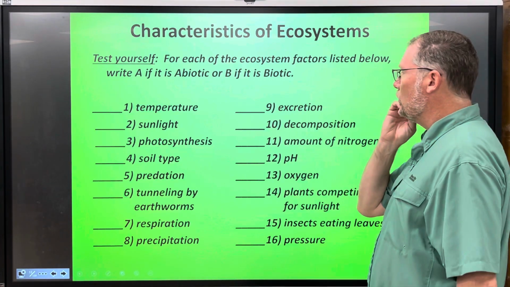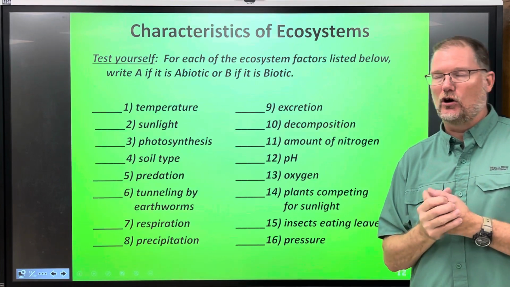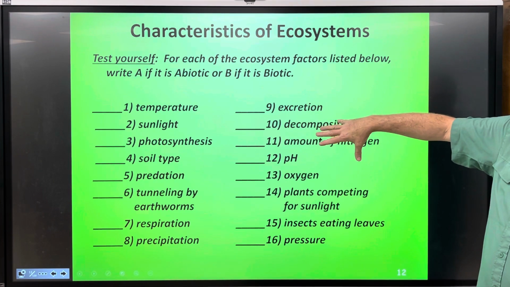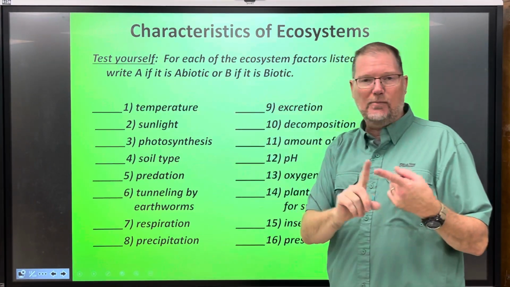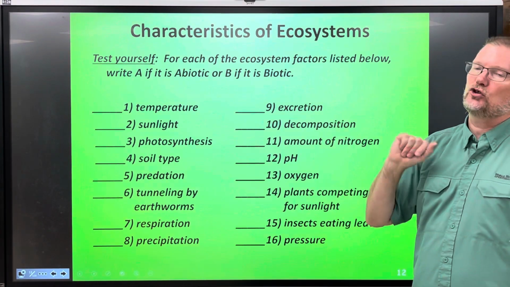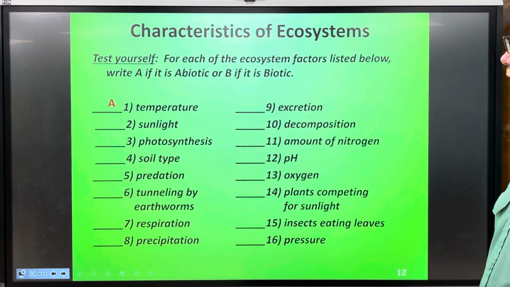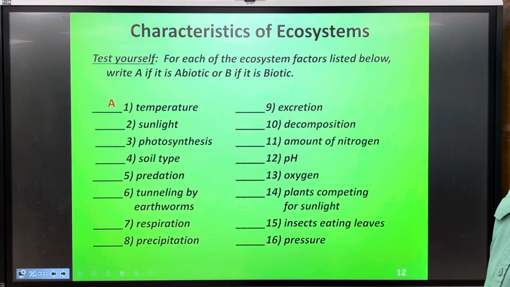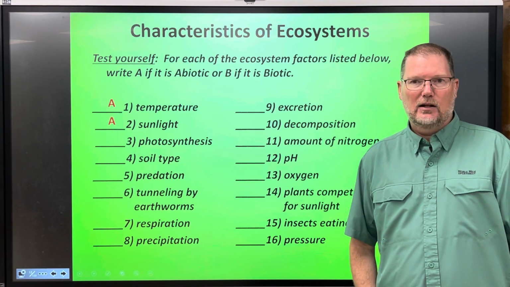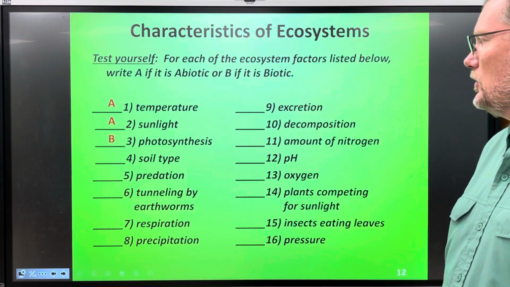So again, we're actually going to do part of this one together, and then you're going to do the rest later on your own, okay? So characteristics of ecosystems are still in that same topic. So you would put an A if it's an abiotic factor, and a B, capital B, if it's a biotic factor, okay? So temperature, which one is temperature? And that's obviously going to be abiotic, okay? How about sunlight? Also. Photosynthesis. It's not a living thing, but is it a behavior or something that a living thing carries out? Yes, so that's going to be biotic.